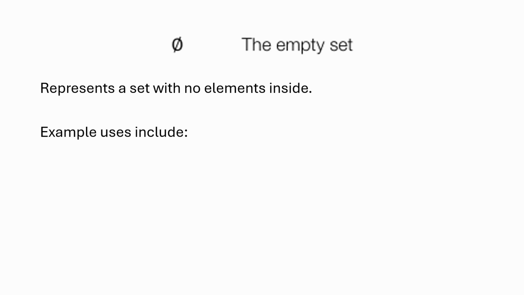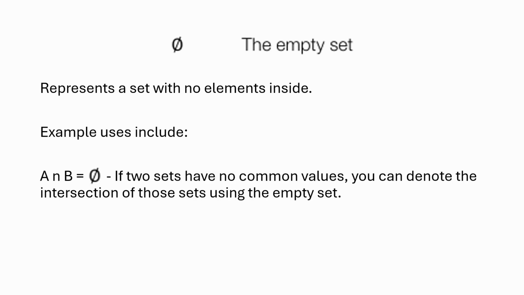The last important notation you need to keep in mind is the empty set, represented by the Greek letter phi. Now this represents a set with no elements inside. You won't use it often, but you can use it, for example, here. Hypothetical sets A and B, these are completely different from the sets we've used in the example. If these two sets have no common values in between, their intersection is empty, you can say that the intersection of them equals phi, or the empty set.